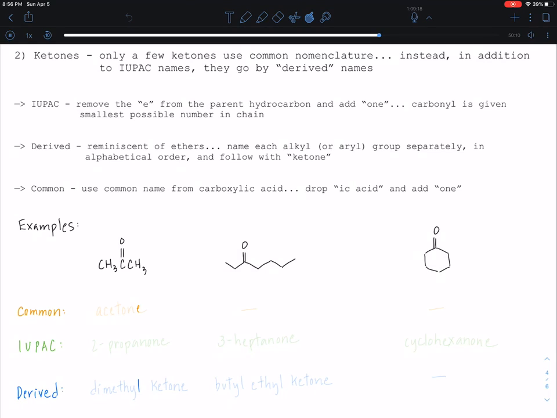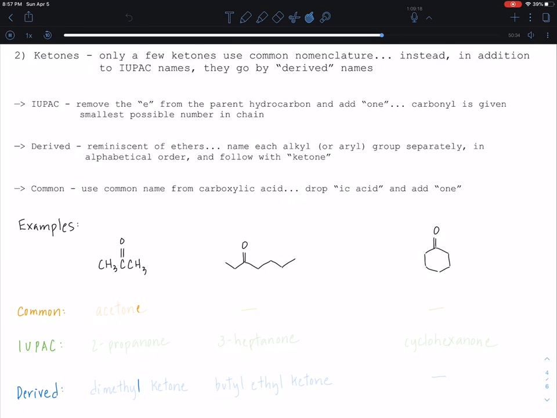Remember how we did that with ethers? Common nomenclature, same old thing. For the little ones, you're going to take the common name from a carboxylic acid. You're going to drop the ic acid at the end and just add -one. For example, acetone, right? IUPAC is probably the easiest. And we're simply just going to remove the E from the parent hydrocarbon.